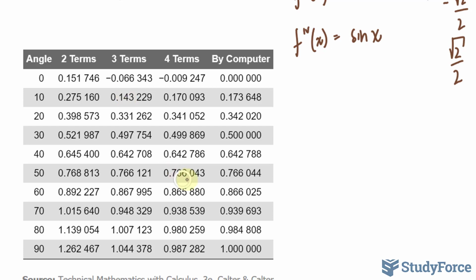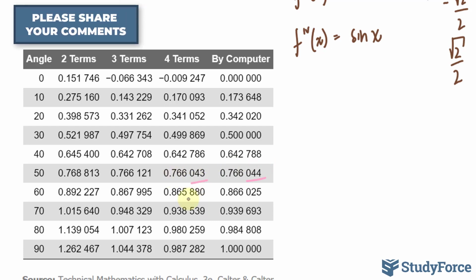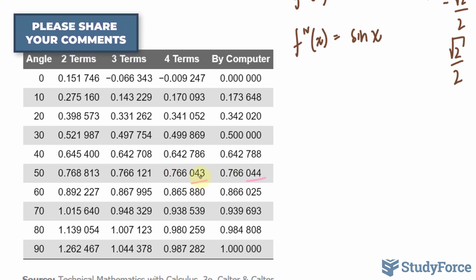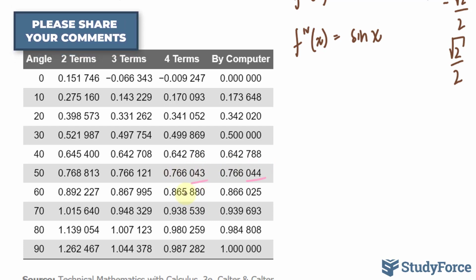Let's take a look at 50 degrees. At 50 degrees, our series would have given us this outcome, whereas our calculator would have given us this outcome. It's not a big difference. The only difference here, if you take 6 decimal places, is the last two numbers.